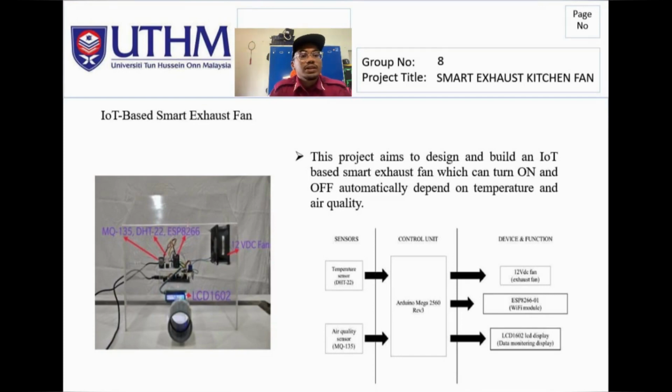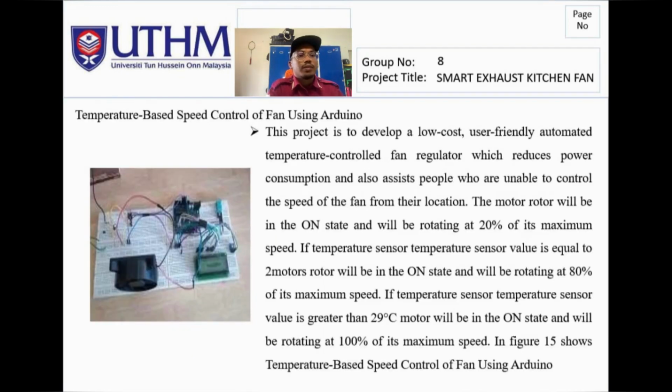Okay, on this project, the aim is to design and build an IoT-based smart exhaust fan which can turn on and turn off automatically, depending on temperature and air quality. Okay, as we can see, this is our prototype, and this is how the prototype will work. Okay, we go to the next, number 5.